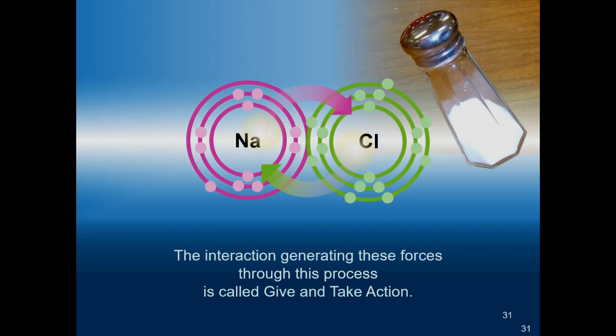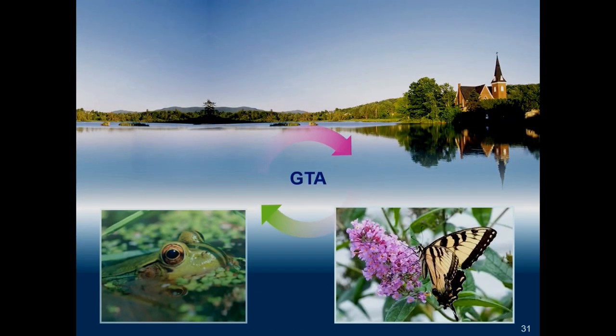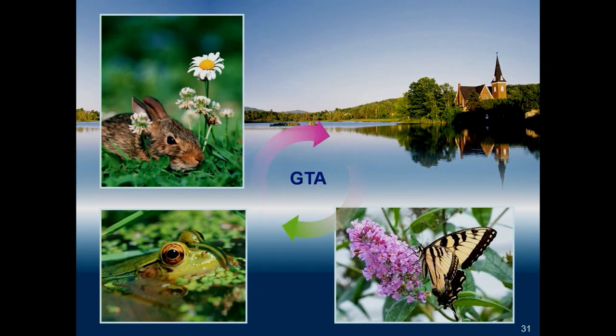For example, to create salt, there are two chemicals, natrium and chloride, and when there is a give and take action between those two, we have a result, we create salt. We can see in nature many examples of give and take action between animals and insects and fish.